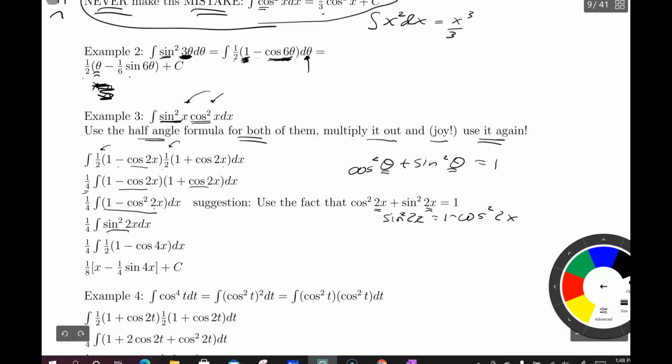These identities are key. Then I look at this and I think, how do I take the antiderivative of sine squared? Oh, half angle formula. So I do it again. And so sine squared of 2x means I double the angle. So I have 1/2 times 1 minus cosine of 4x, right?